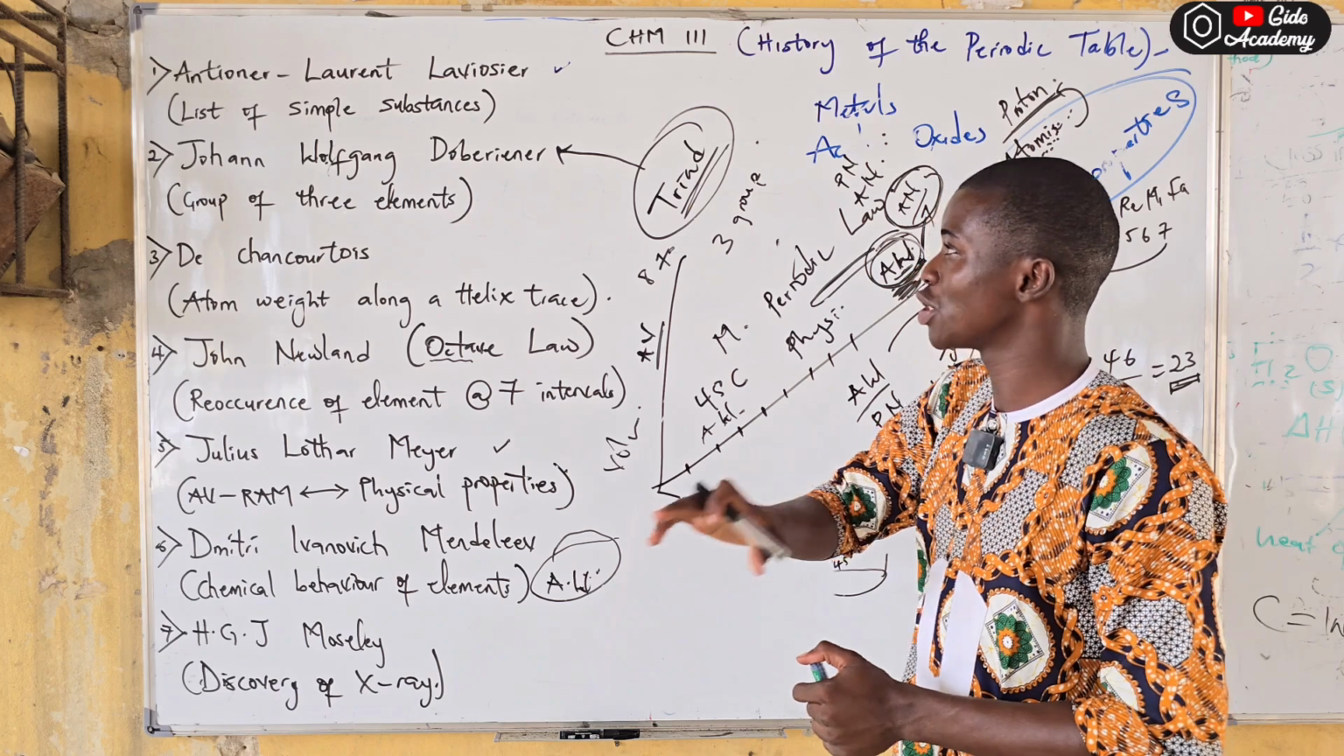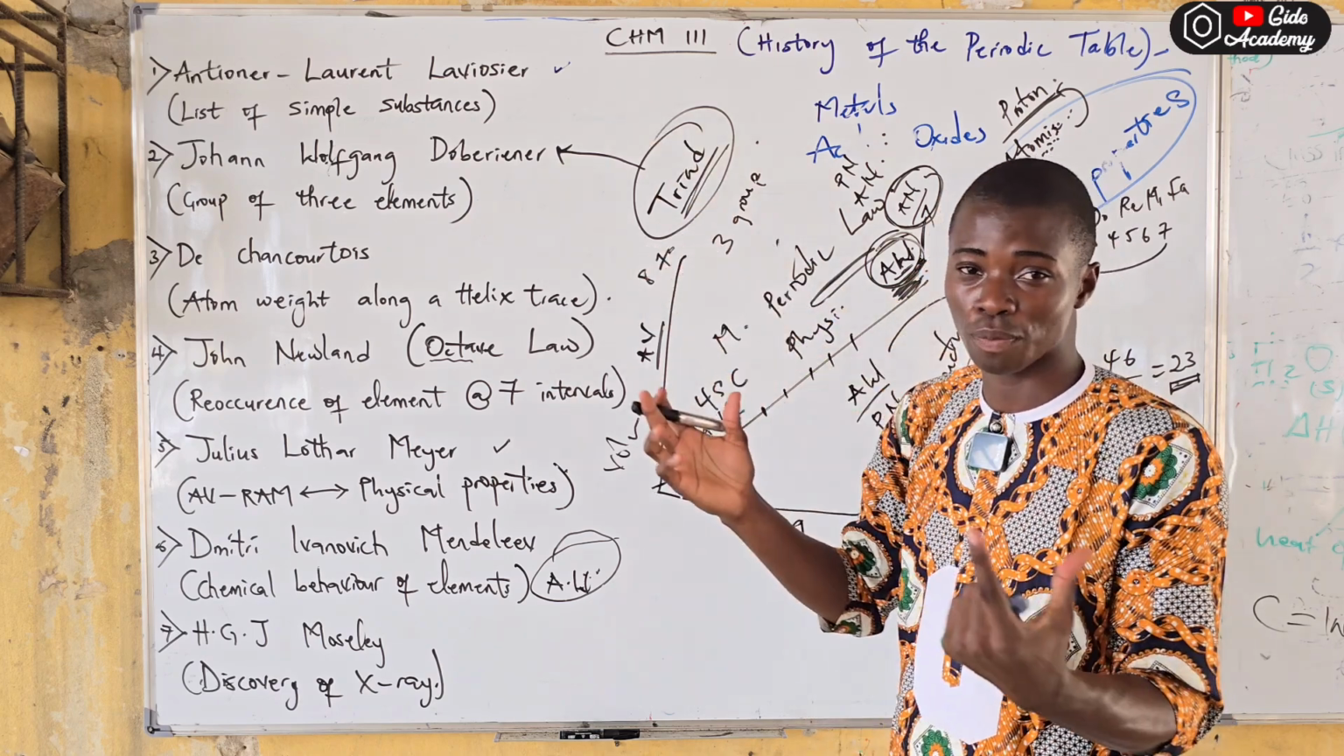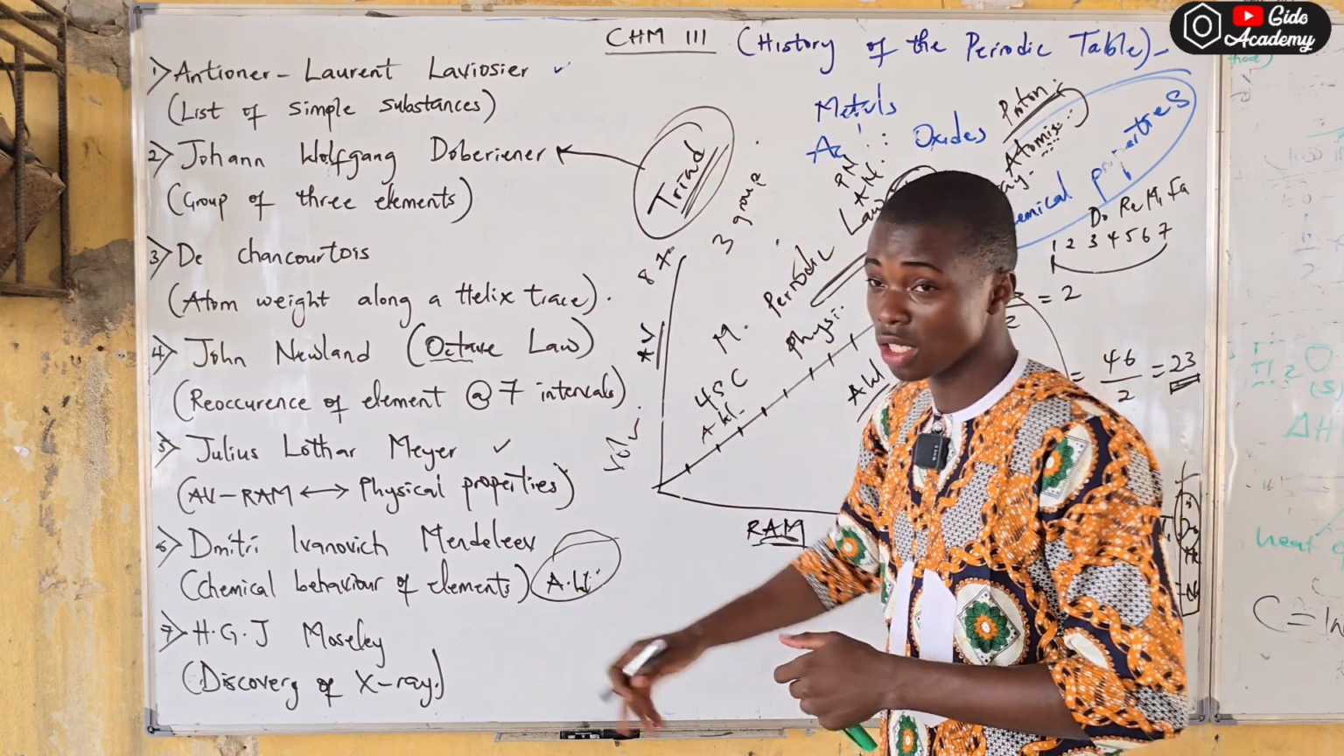So the second question is, among all, who do you think did a major work in the classification of the periodic table? Is it option A or is it option D?